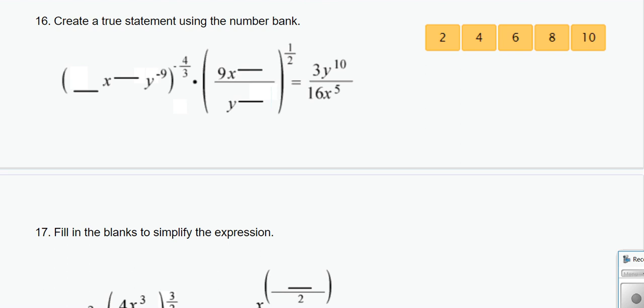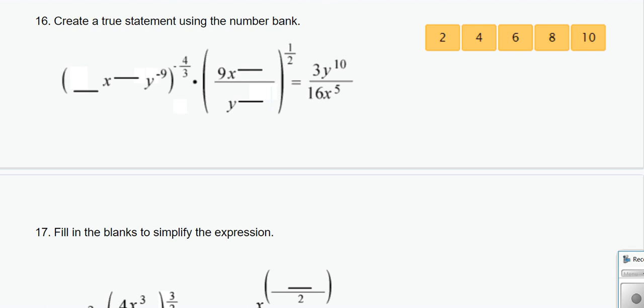Alright, number 16 is one of the more difficult problems on this review, but it's still pretty doable. So if you're interested in it, here we go.